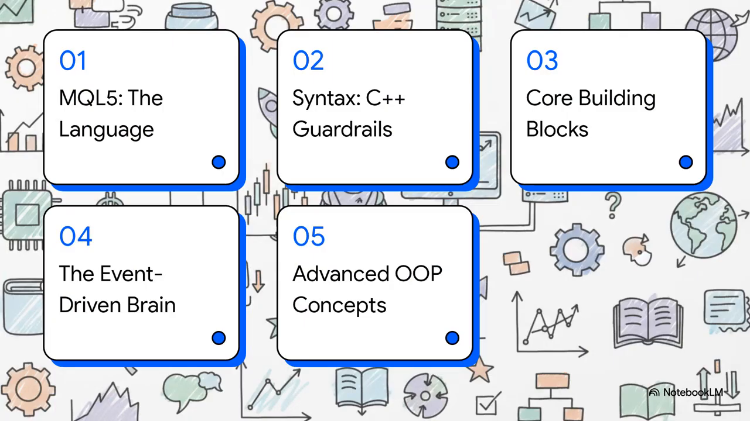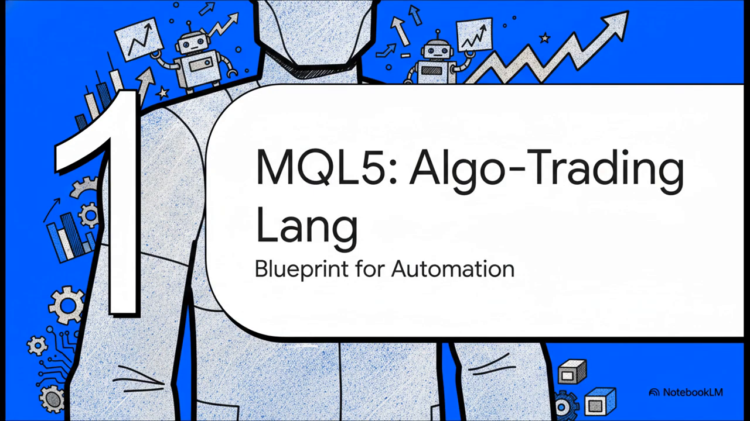Okay, so here's our game plan. We're going to start with what MQL5 even is, its DNA, if you will. Then we'll get into its syntax. Think of it as the grammar. After that, we'll look at the core building blocks you'll be using, piece together the bot's brain, and then wrap up with some of the more advanced stuff for building really sophisticated systems.